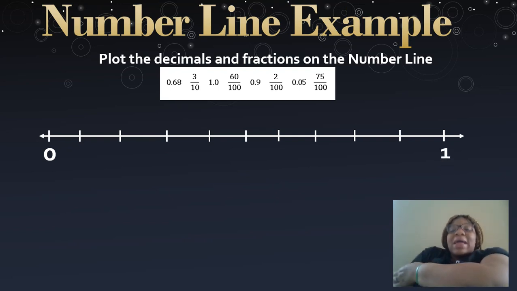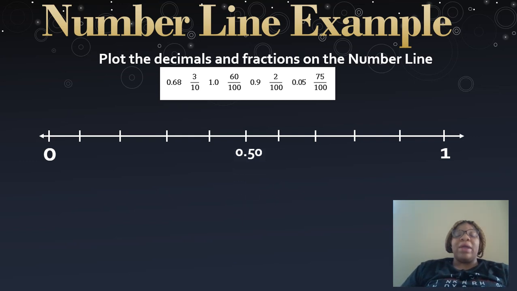So now that I have my endpoints, I need to think about my middle point. The middle of 1 is 0.5 or 0.50 because it's by hundreds. So remember, at the bottom, we're doing by hundreds. And at the top, we're doing by tenths. So I have 5 tenths, which is also equivalent to 50 hundredths. Remember, we know how to find that equivalent fraction from what we learned last week. So now that I have these 3 things, I'm just going to fill it in.